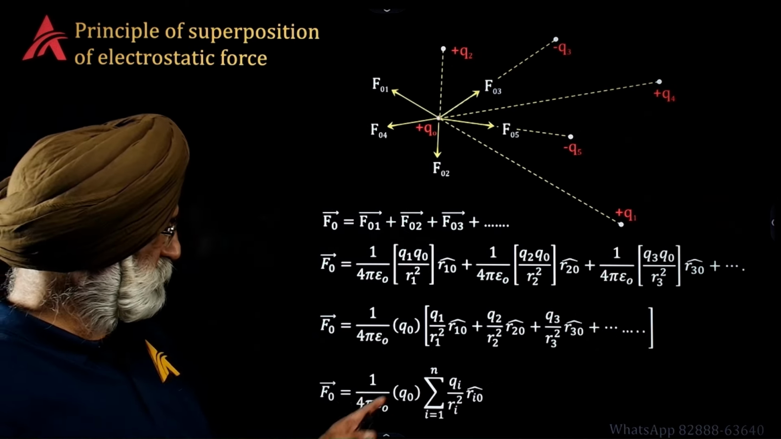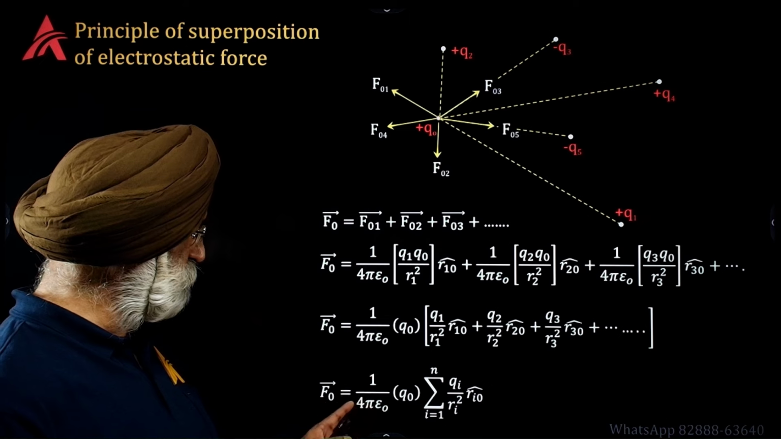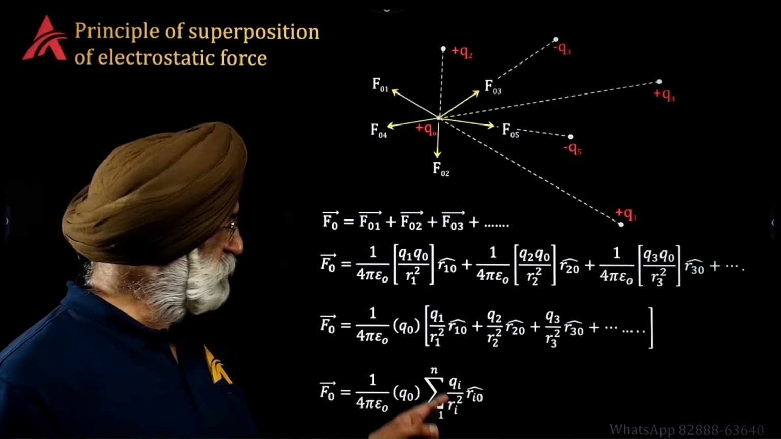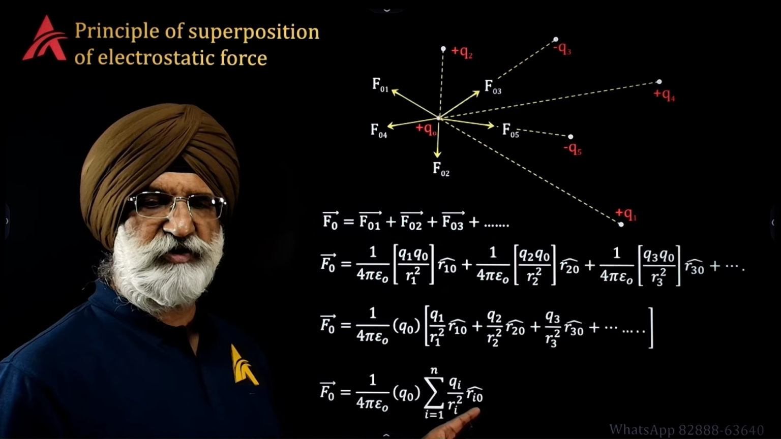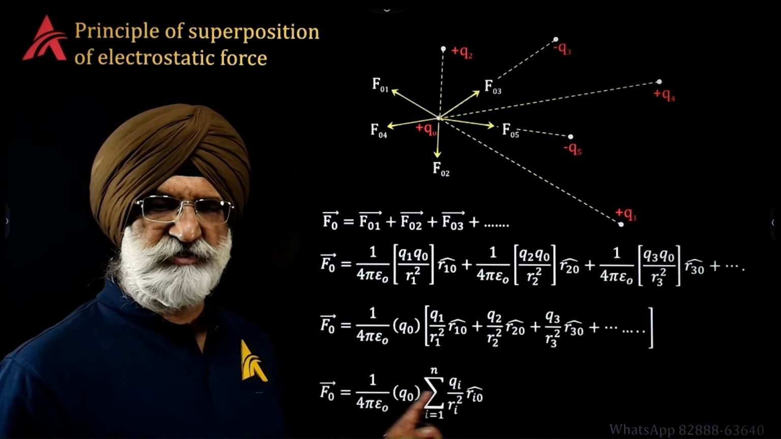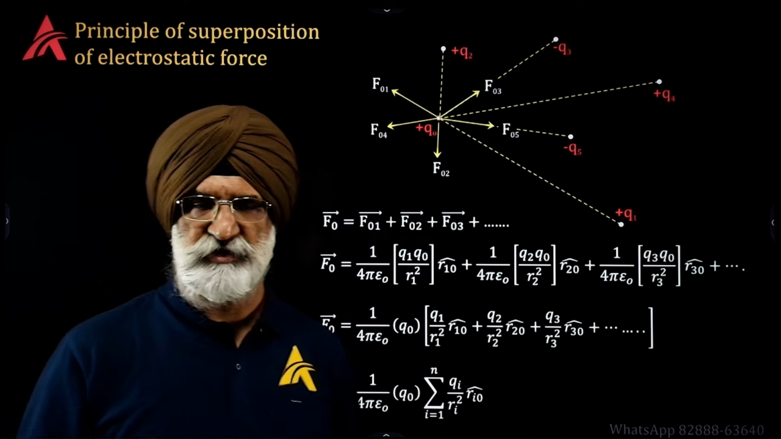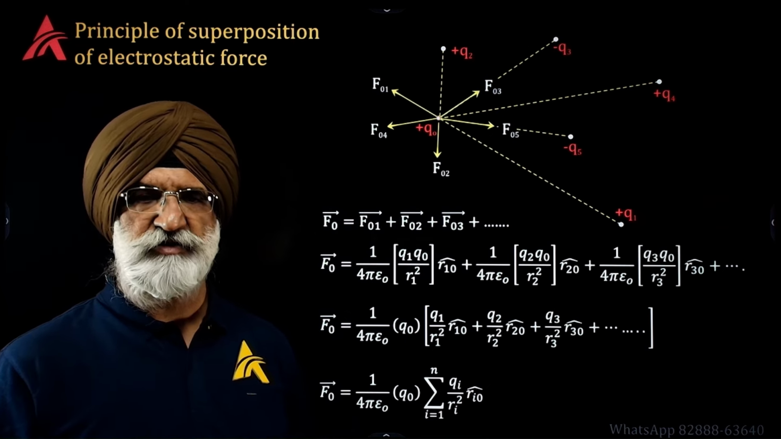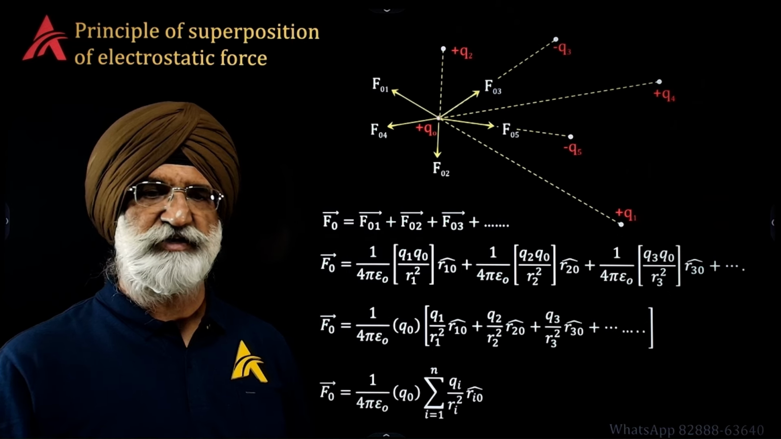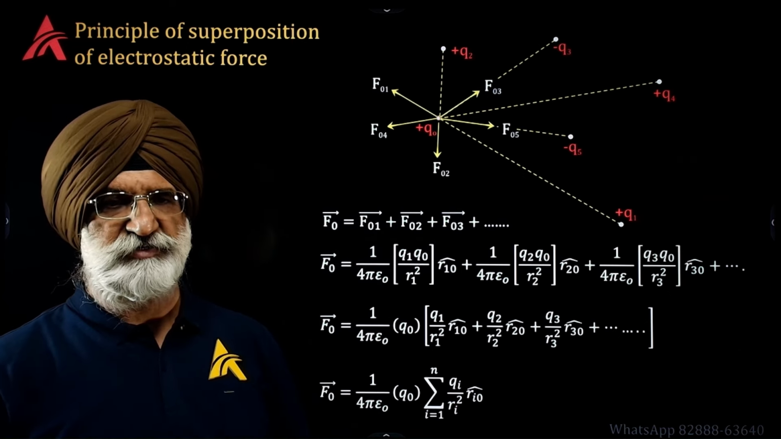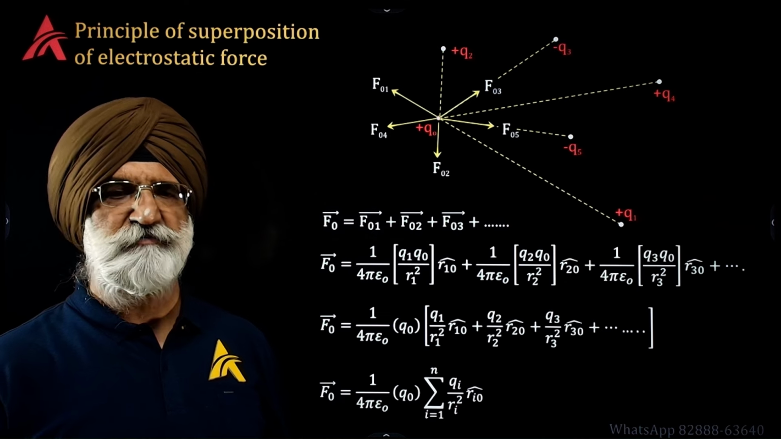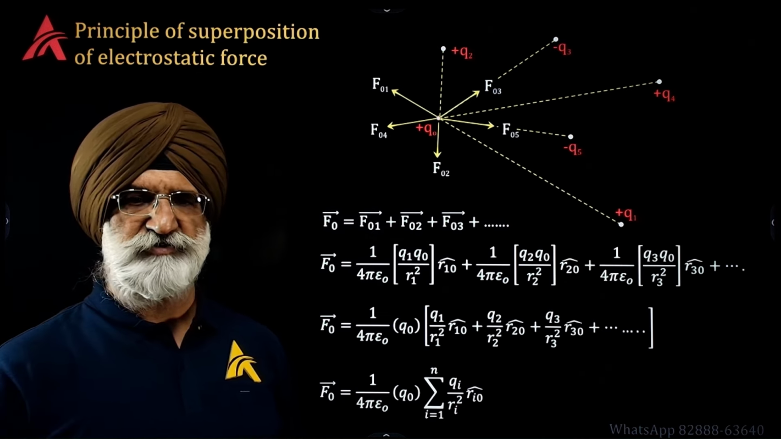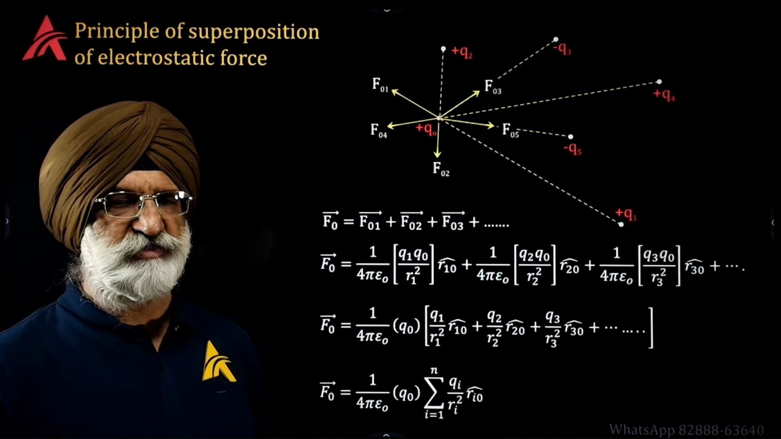We can write the same expression in this way: 1 upon 4 pi epsilon naught Q0 summation of i equal to 1 to n Qi upon Ri square Ri naught cap. This is the resultant force. We can write down the resultant force acting on a given charge due to a number of charges. We do have many numericals which are based on this formula, which are based on this concept, and this is something important.